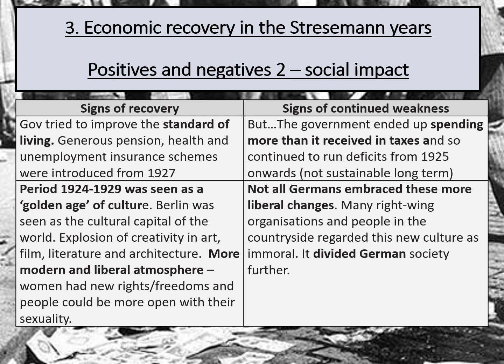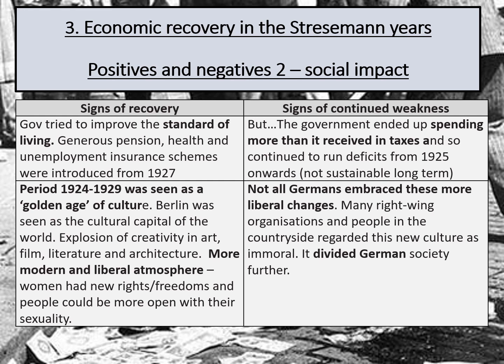So the very final point. It was seen as a golden age of culture. Berlin was seen as the cultural capital of the world. There was an explosion of creativity in art, film, literature, architecture, the Bauhaus movement. There was more modern and liberal atmosphere. Berlin became such an important city. Women at this point had new rights, new freedoms, and people were much more open about their sexuality. This was a time where being young was a wonderful thing in the German cities.